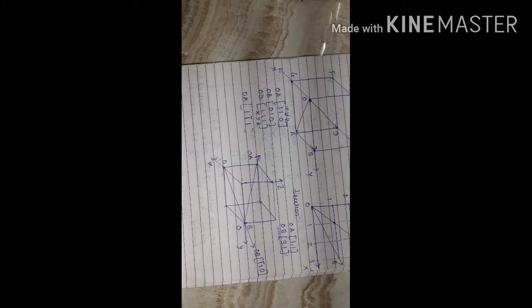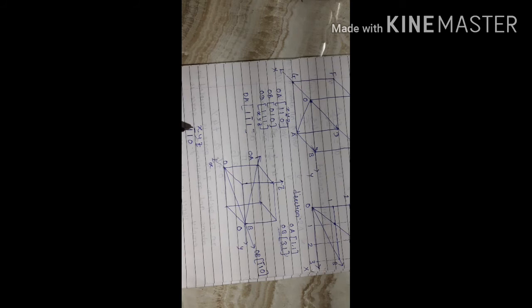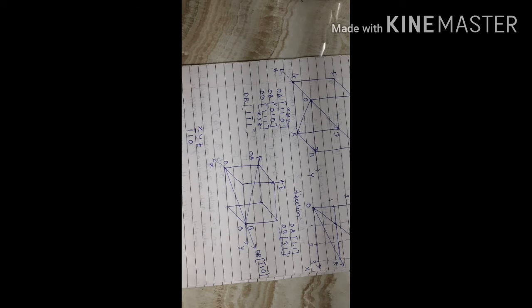Suppose we draw the 1 bar 1 0 direction. This is x, this is y, and this is z. Along the x-axis there is 1 bar. Bar means negative, that is the negative x-axis. This is positive, this is also positive. Then we draw this 1 bar 1 0 direction inside this cubic structure.